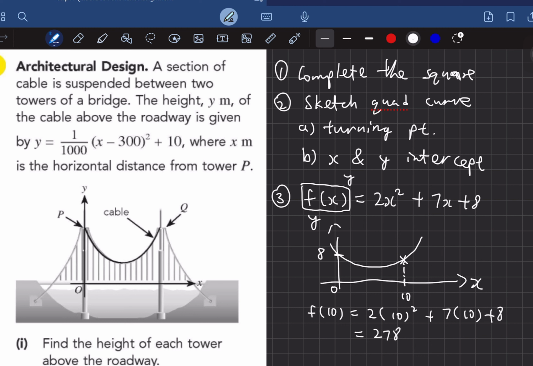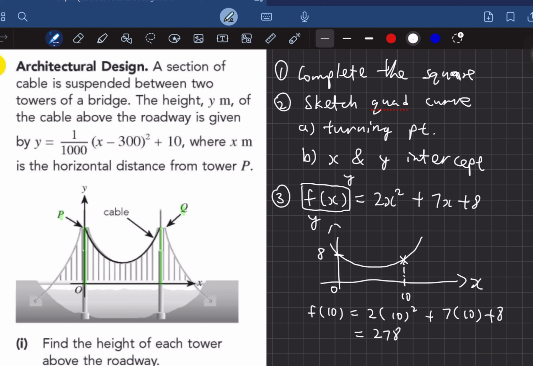So let's take a look. We apply all these three things. So this is question 1: a section of the cable is suspended between two towers, which are P and Q, stated in the question. Tower P, tower Q, this is the tower, tower P, tower Q. Both towers are of the same height.